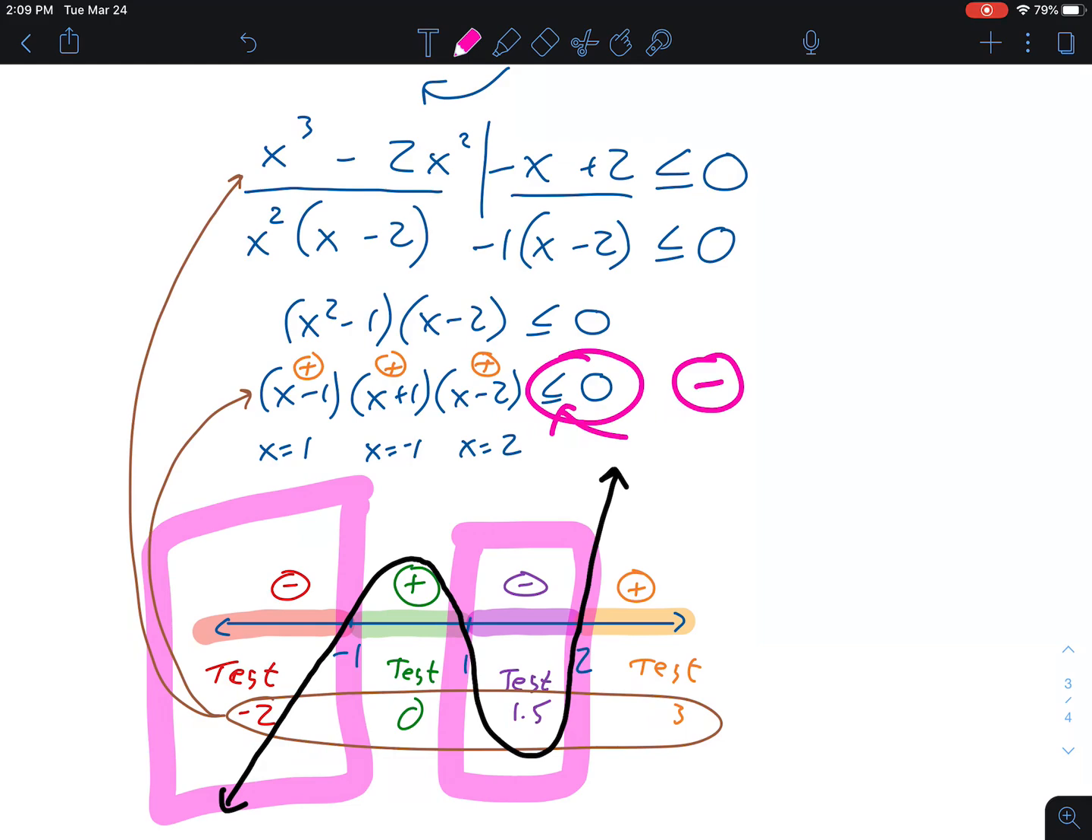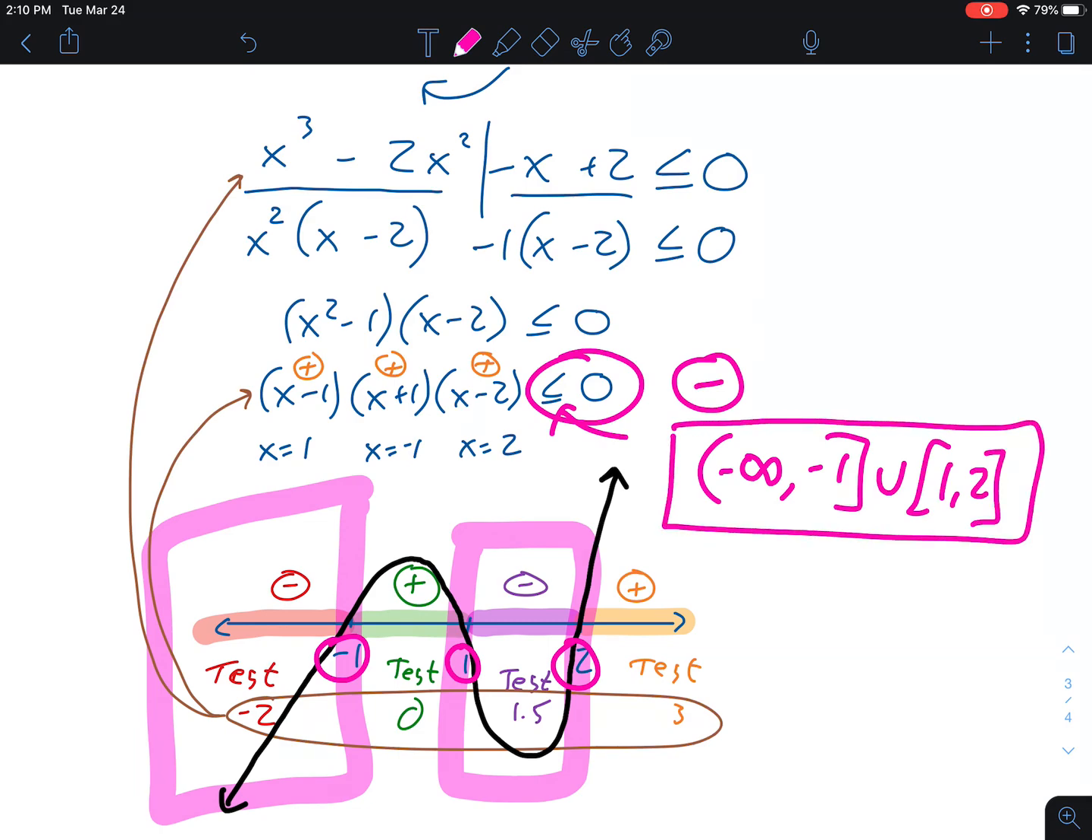It says or equal to, so that means I got to use hard brackets. From negative infinity up until the number negative 1, and I include that number. This is my negative 1, my 0. I'm equal to 0 at negative 1. Where else am I negative? From 1 to 2. And there's my answer. That would be my full and total answer.